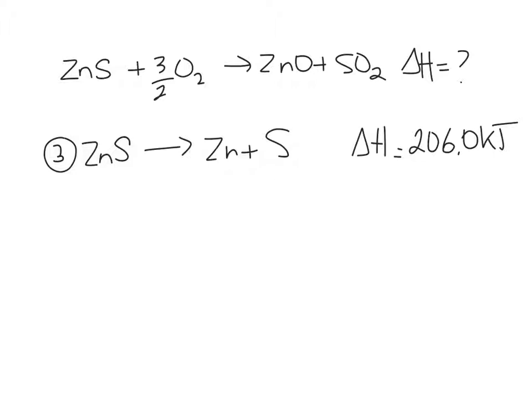Okay, Brandon, pick another substance. ZnO. ZnO, so zinc oxide. Which equation are we looking at? Number 1. Is zinc oxide on the correct side? No. Does it have the correct coefficient? Yes. So all we have to do is write out equation number 1 again, but flip it.